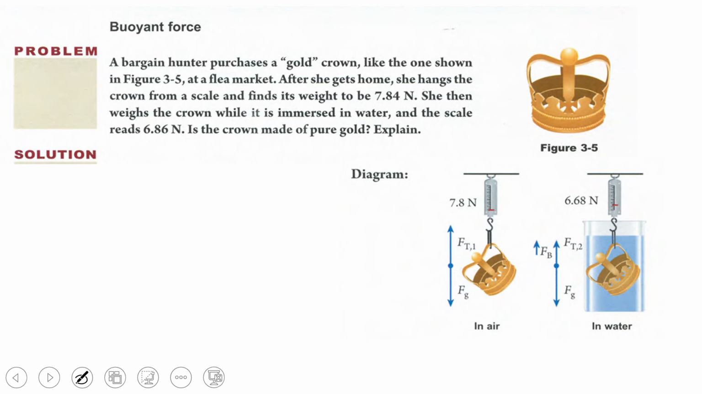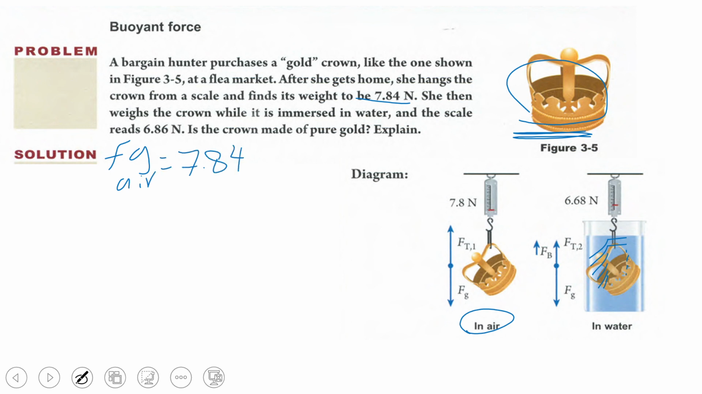This example. We have this golden crown. We have two Fg: the weight of this golden crown in air, and the weight when the golden crown goes under the water. So first, Fg of the object in air is equal to 7.84 in air.